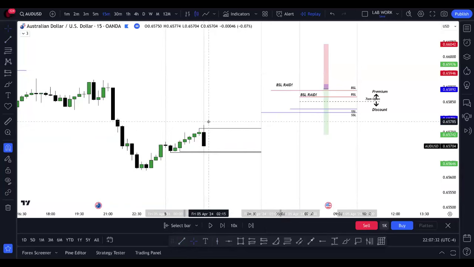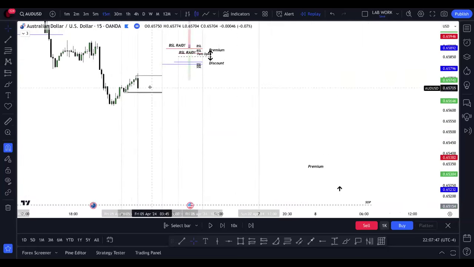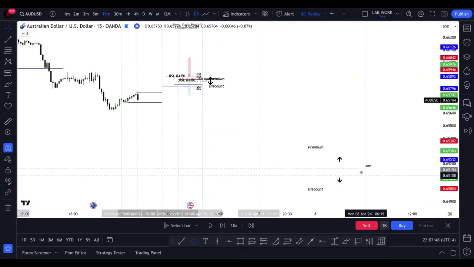We're in a premium. We are above 2 a.m.'s opening price at said point. We're above the weekly opening price. And when that happens, we're above midnight opening price. Where's Sunday's opening price? It's all the way down here, guys. It's all the way down here compared to that. It's all the way down there.